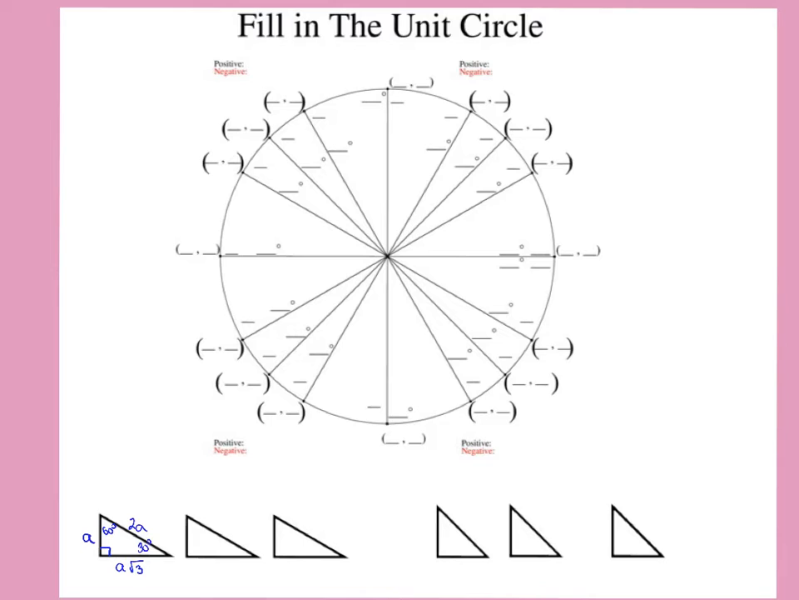Now, what will this look like if I am drawing a special right triangle where the shortest leg is 1? So if the shortest leg is 1, then the longer leg is square root 3 times 1, or just square root 3, and the hypotenuse is going to be 2 units long. So now we are going to move to the last one.